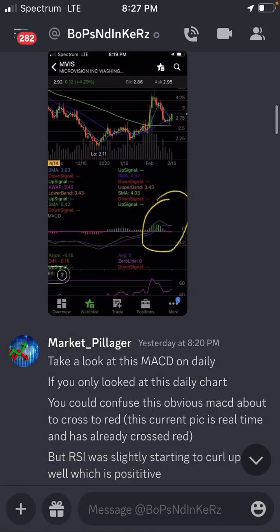If you take a look at the daily chart, that's the picture of the chart here above. You can see that MACD was headed towards a crossover into red, which is a bearish indicator in and of itself. But if you only looked at this daily chart, you could confuse this MACD as about to cross red. The current picture is real time; it already crossed at the time. This was days after I made that call on the 8th, but it was still playing out the way it was expected to go. But RSI was starting to curl up as well, which is also a positive sign.